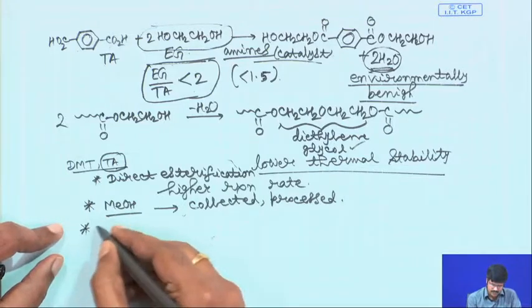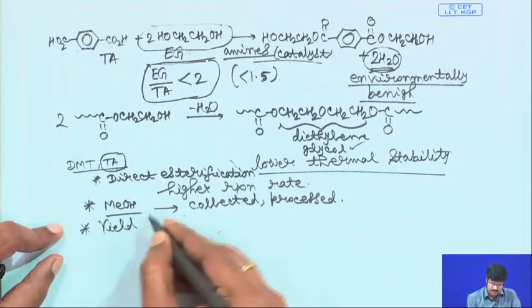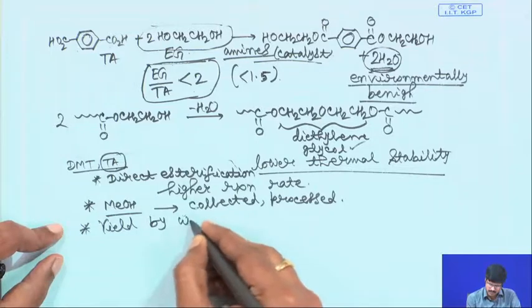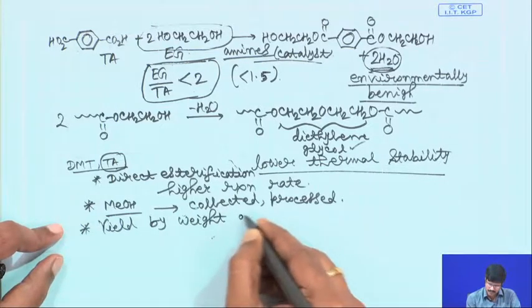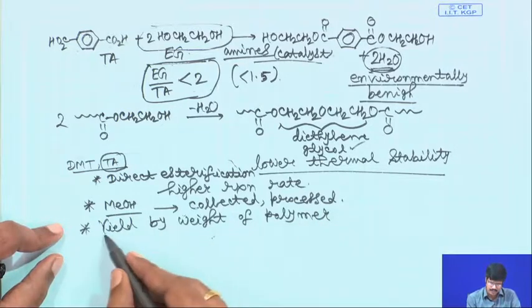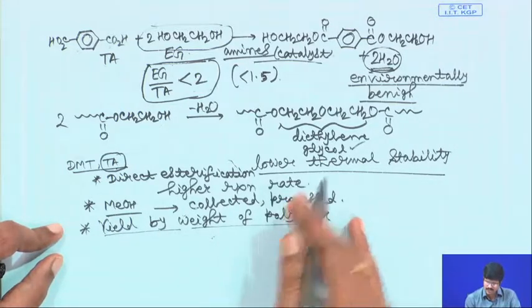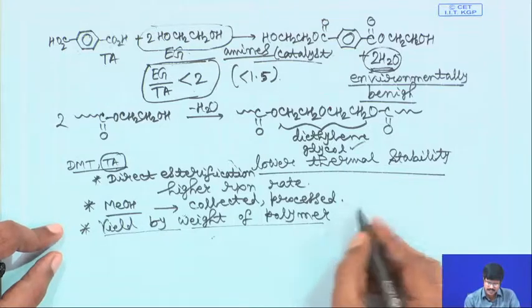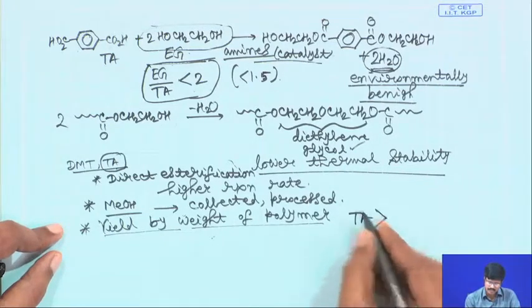One more thing, if you look at the yield by weight of polymer with respect to the monomer, that yield is basically higher for the TA route.